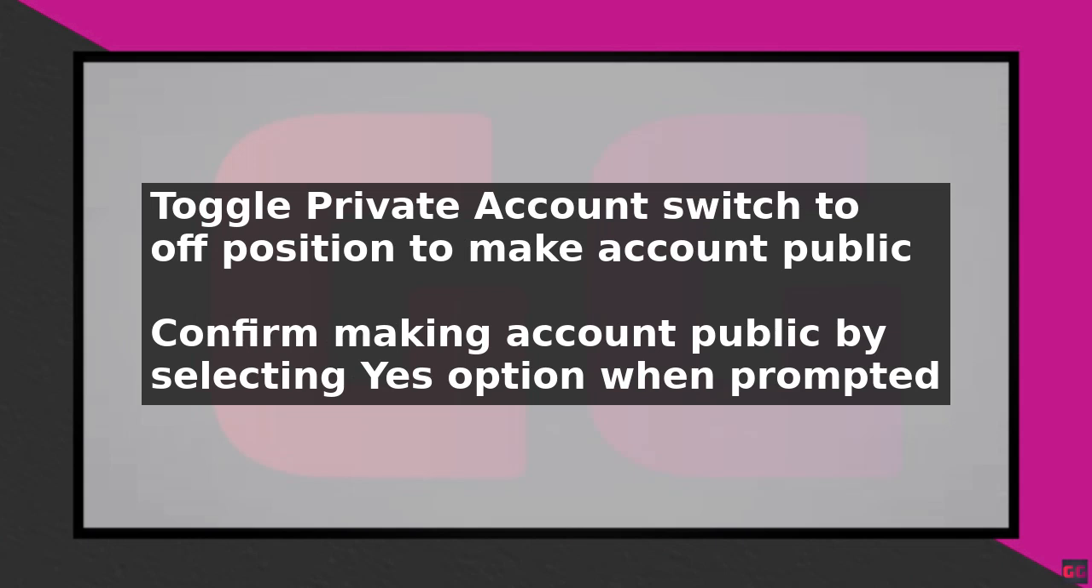Making your Threads account public means that anyone can see your posts and follow you without needing your approval. This can be useful if you want to increase your visibility and reach a wider audience. But it also means that you will have less control over who sees your content.